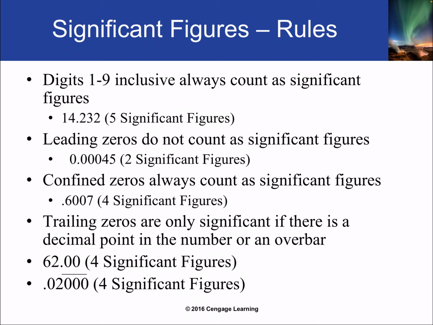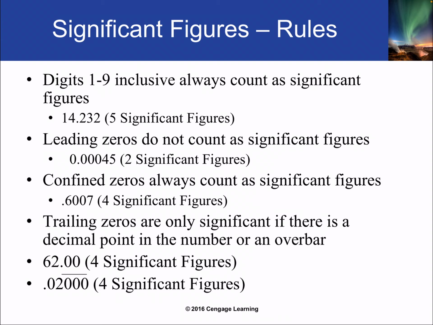Next, we're told that leading zeros are not significant. Leading zeros, or zeros in front of the digits 1 through 9 inclusive. So in this example, you have 0.00045. So all the zeros in front of that 4 would not be significant. So you'd only have 2 significant figures.